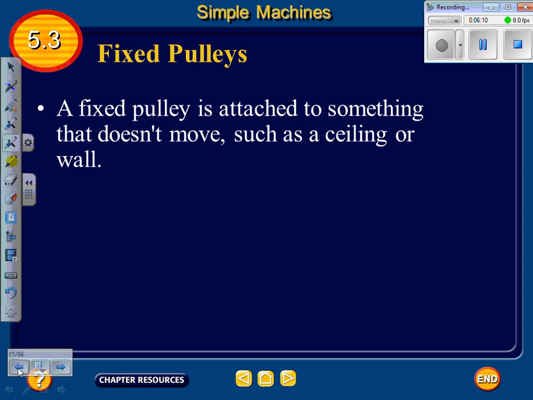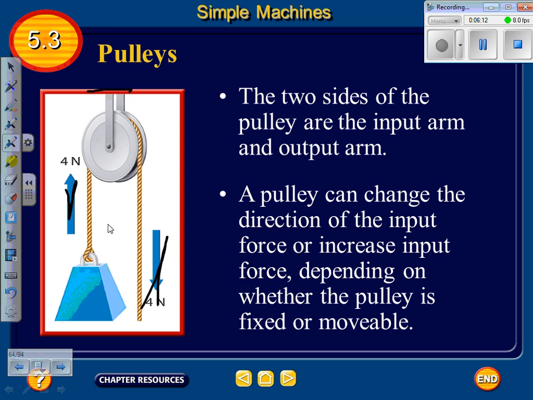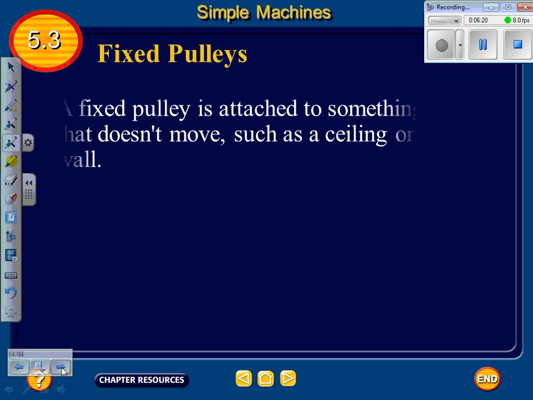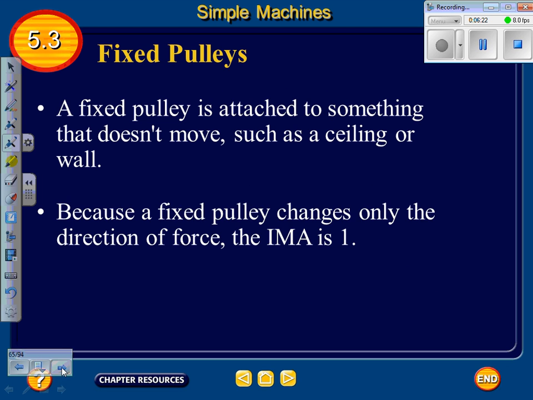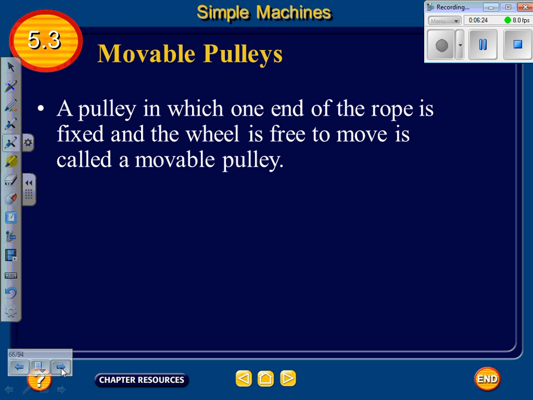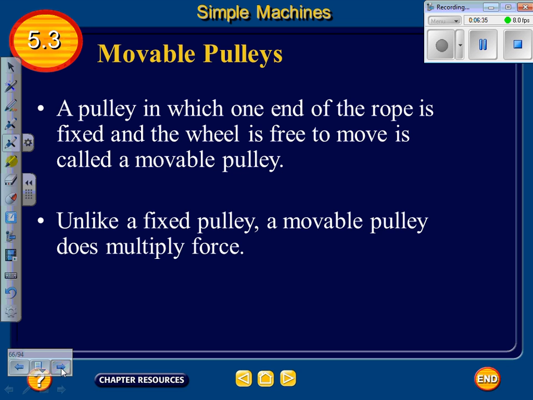I'm going to back up here a slide and look. IMA is 1. 4 newtons of force in, 4 newtons of force out. 4 divided by 4, 1. The ideal mechanical advantage is 1. A movable pulley is a pulley in which one end of the rope is fixed and the wheel is free to move. It's called a movable pulley. Unlike a fixed pulley, a movable pulley does multiply force.